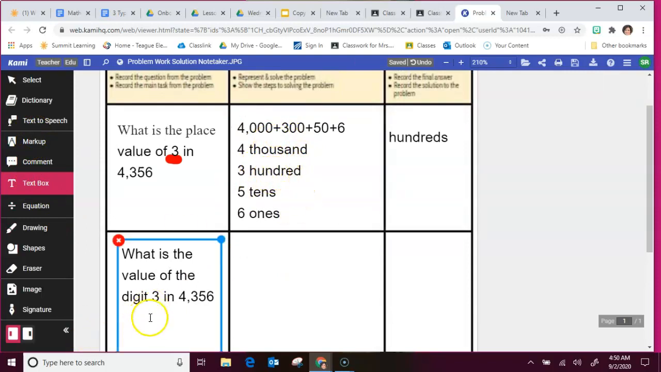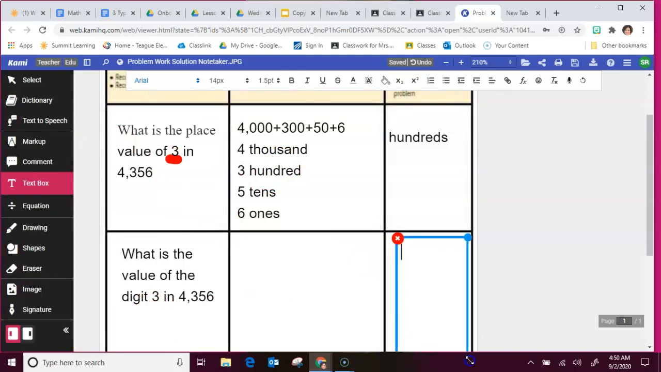I don't think I need to go through that again. I think we just need to add our text box over here so we can figure out what our answer is. So what is the value of the digit 3 in 4,356? Well, if I look here in my expanded form, I see that the 3 is 300. So there is my answer.